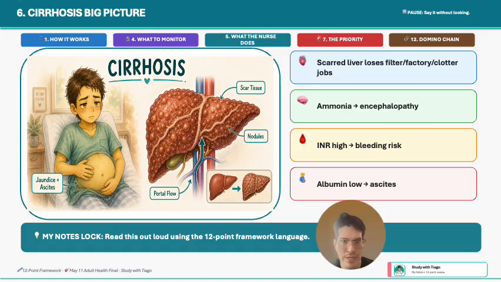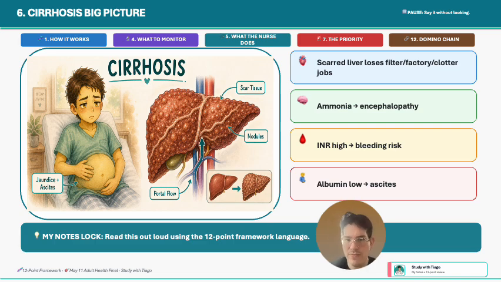Cirrhosis is chronic scarring of the liver, right? Don't you love my pictures? Okay. The liver becomes hard, nodular, and less able to do its normal job. For this exam, I'm going to keep 3 liver jobs in my head. Yeah? The liver filters toxins. The liver makes proteins, including albumin and clotting factors. The liver also helps with bile, metabolism, and blood flow through the portal system.